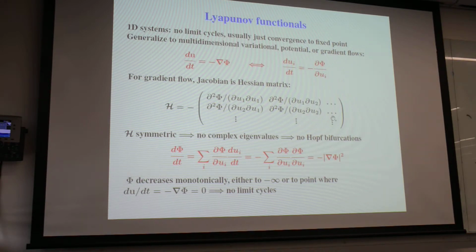And what do you know about symmetric matrices and their eigenvalues? They're all real, just so. They are all real, and so they have no complex eigenvalues, and so there can be no Hopf bifurcations. Okay. So if you can write this system in this form, there are no Hopf bifurcations. The idea is that the dynamics here are that phi decreases monotonically. You're going down the gradient, just going downhill, right? And so you don't waste time oscillating, going around. You're on your way down.